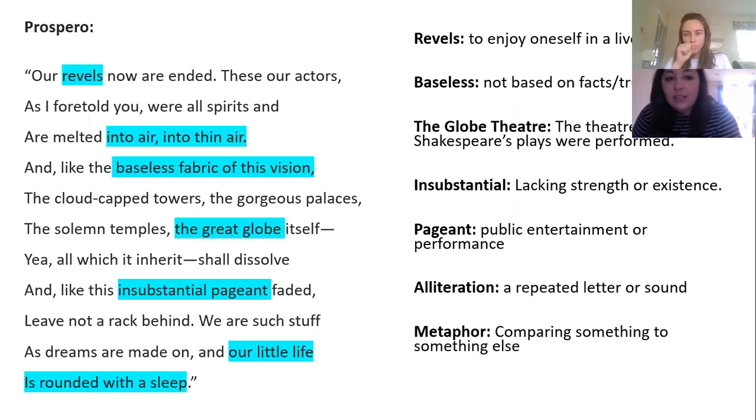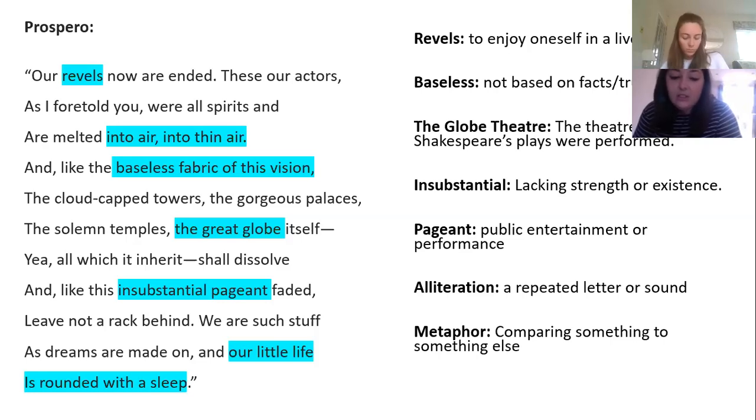So in this extract I'm going to read, Prospero is preparing to give up the magic. This is the end of the play now. And he's giving up the island, giving up the magic, and all of the facade and fantasies that he's created are being taken away. And he's talking about how he used the island as a stage, like a performance of his revenge, of what he wanted to get out of it.